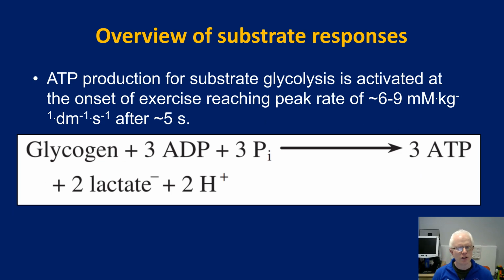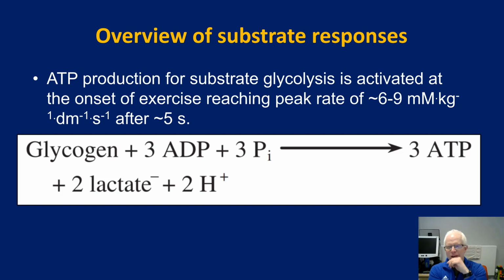So this is where glycolysis comes in. Here, this is substrate level glycolysis, which ends in the formation of lactate. So here you've got glycogen plus 3 ADP plus 3 Pi gives us 3 ATP plus 2 lactate plus 2 hydrogen ions. Don't necessarily worry about the chemical reaction. What I want you to worry about is what the writing is telling you at the top. ATP production for substrate glycolysis is activated at the onset of exercise, fundamentally reinforcing what we've already seen, that no energy pathway works independently of another one.